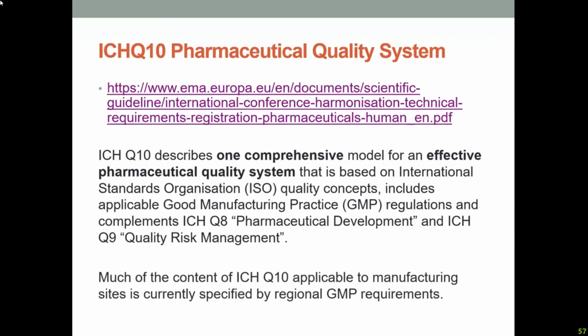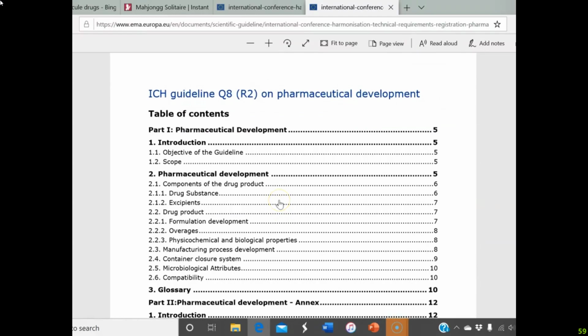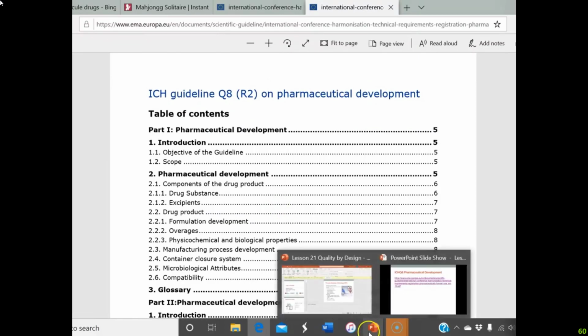Much of the content of ICH Q10 is applicable to manufacturing sites. It's already in our current GMPs. The intent was not to create further expectations, but to consolidate the GMPs. ICH Guideline Q8, you can see, is pharmaceutical development, and again, the link is in your appendix. It's definitely worth having a read through it again so you have a good understanding of what it is.